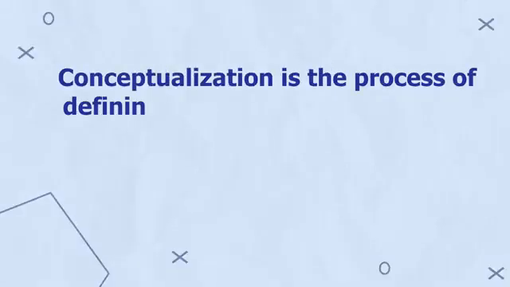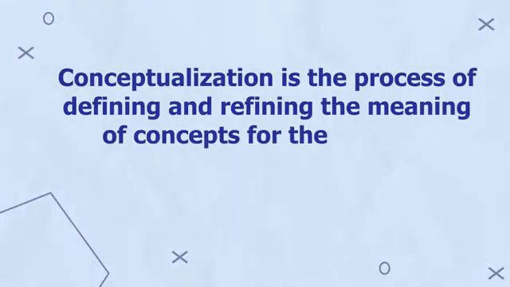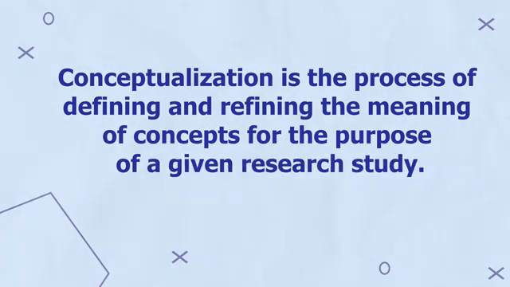Because of the different meanings that different people associate with a given concept, it will be difficult for researchers to measure a given concept without first defining it in the context of their research study. For example, a researcher who does not define a concept such as beauty before beginning their research may struggle to measure the concept in the subsequent stages of their study. Conceptualization is the process of defining and refining the meaning of concepts for the purpose of a given research study.